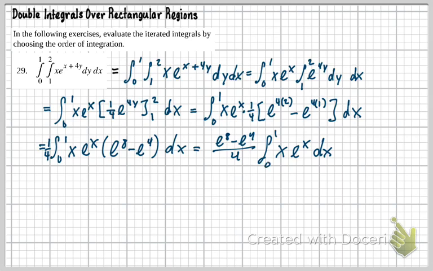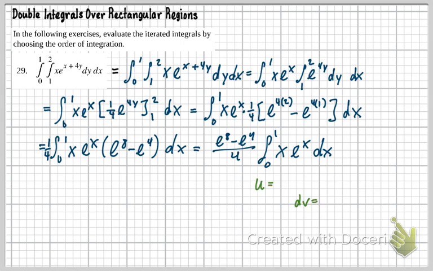Okay, so now for this integration, we will use integration by parts, if you remember that. So the idea of the integration by parts is we need a u and a dv.